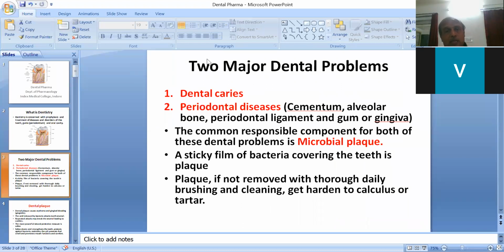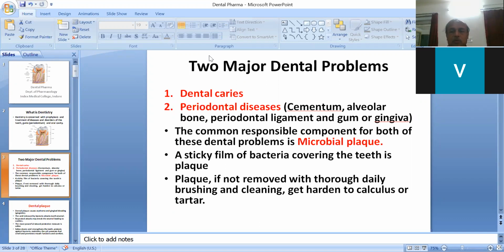Now the two major dental problems that you will face: one is dental caries, another is periodontal diseases. The periodontal structure consists of cementum, alveolar bone, periodontal ligament and gum or gingiva.